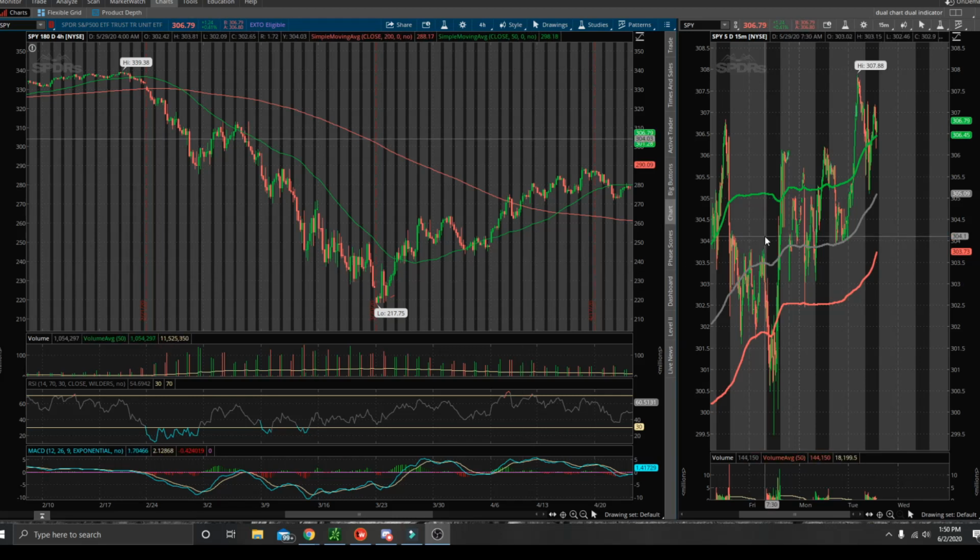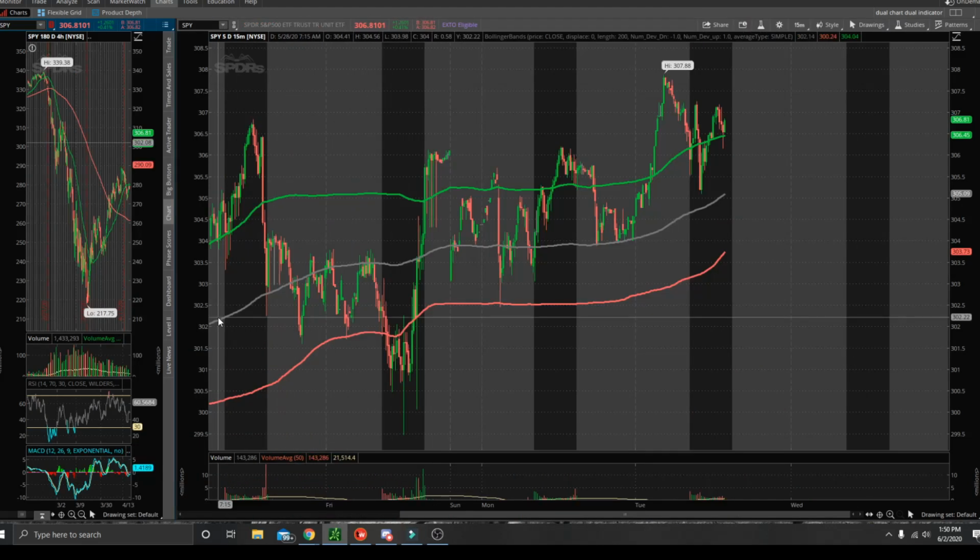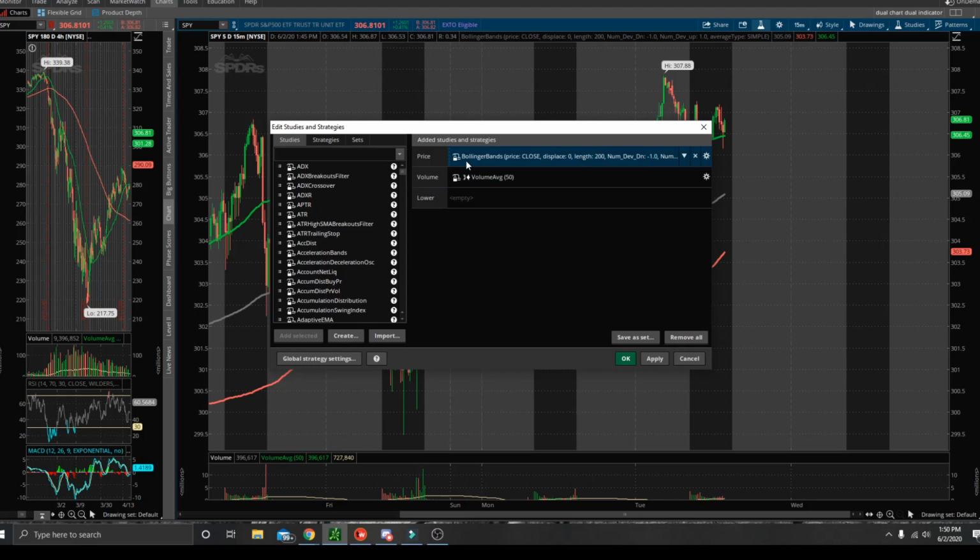Alright, so you guys are probably wondering what this is over here. So let me just make that bigger. Let's move that one smaller. So this indicator is the Bollinger Bands. Let me pull this up.